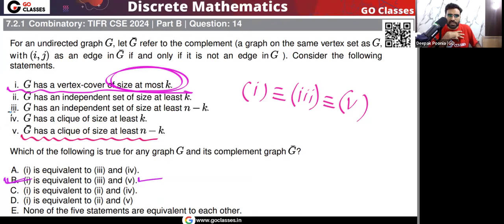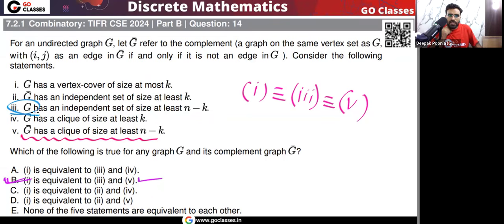So in the graph G, the remaining vertices will make an independent set. If the vertex cover has size at most k, then how many remaining vertices are there? That will be at least n minus k. So you can see G has an independent set of size at least n minus k. Okay, similarly, notice one thing: there is a relationship between independent set and clique.